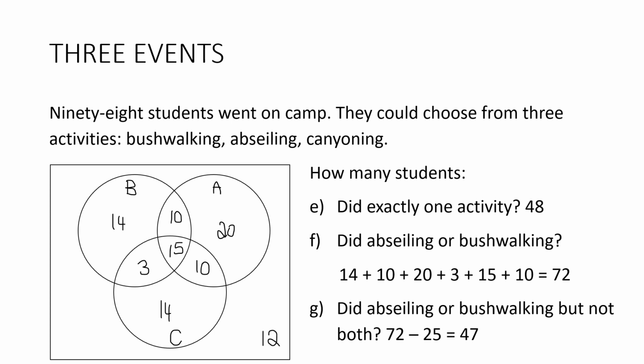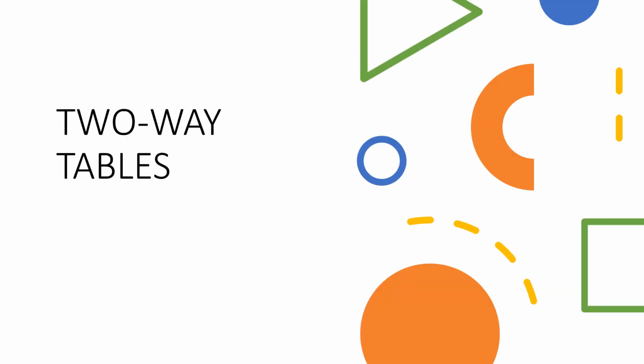It gives us 43. Okay, so we're finished with Venn diagrams. In our last lesson for probability, we're going to look at two-way tables.